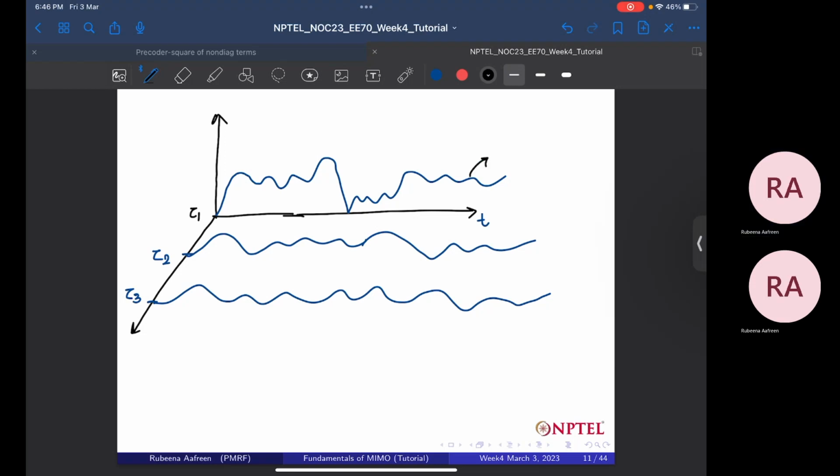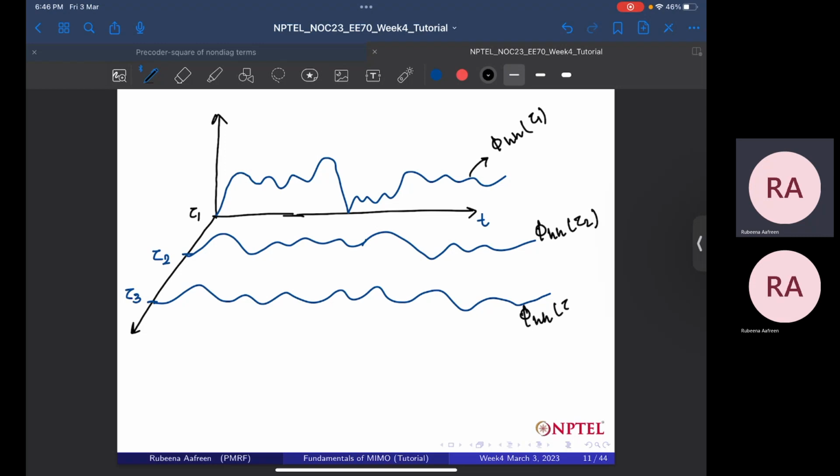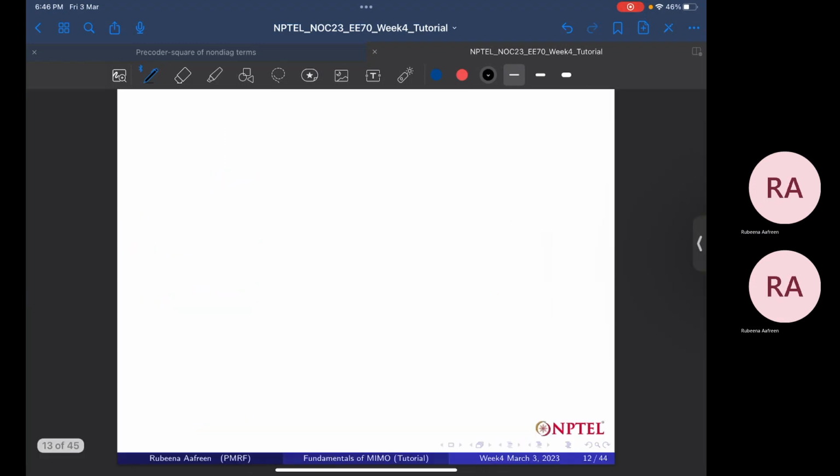So in flat fading, we have determined channel correlation from here. Now we can determine channel correlation for each delay. Like phi hh tau 1 will be the parameter for this one, phi hh tau 2 will be for this one, phi hh tau 3 will be for this one. So basically this is the channel at different delays. I'll explain it better.